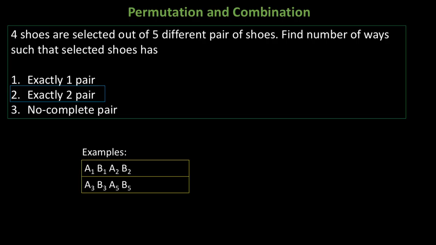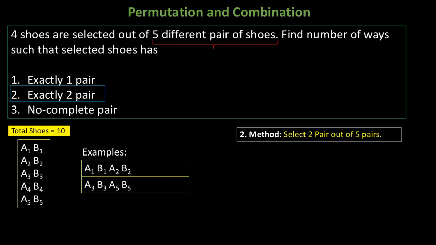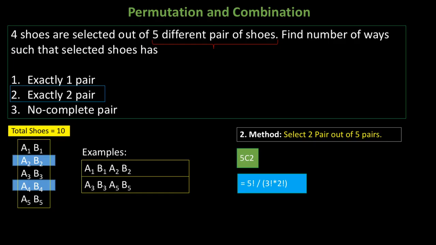Another example is A3, B3, A5, B5. So now it is as simple as just there are 5 pairs and I have to select 2 pairs. So this method selects 2 pairs out of 5 pairs, and that can be done in 5C2 ways. Let's say those 2 pairs are these 2 that are highlighted. 5C2 is nothing but 5 factorial upon 3 factorial multiplied by 2 factorial, which is nothing but 10. The answer to this part is 10 number of ways.